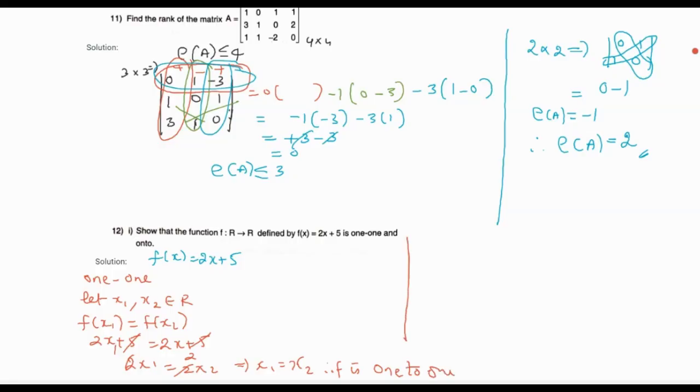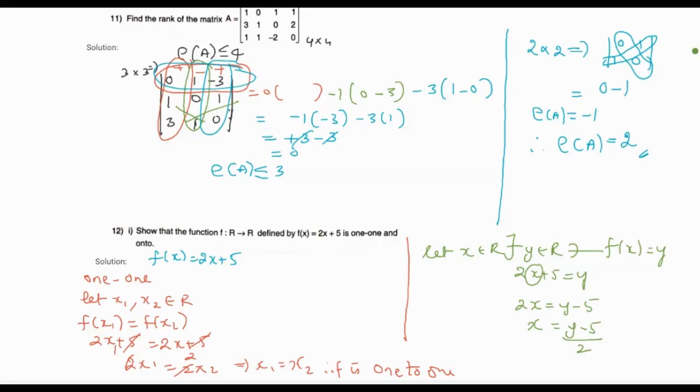Then to prove onto, let x belong to R, there exists y belonging to R such that f of x is equal to y. So f of x is 2x plus 5 equals y. So we have to convert in terms of x formula. 2x will be y minus 5. x will be y minus 5 divided by 2. So therefore f is onto.